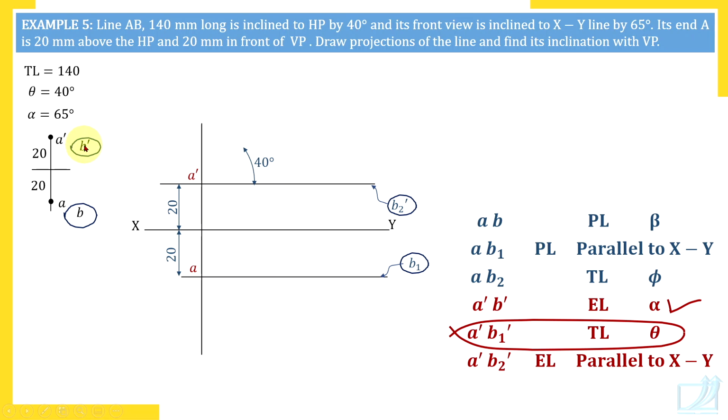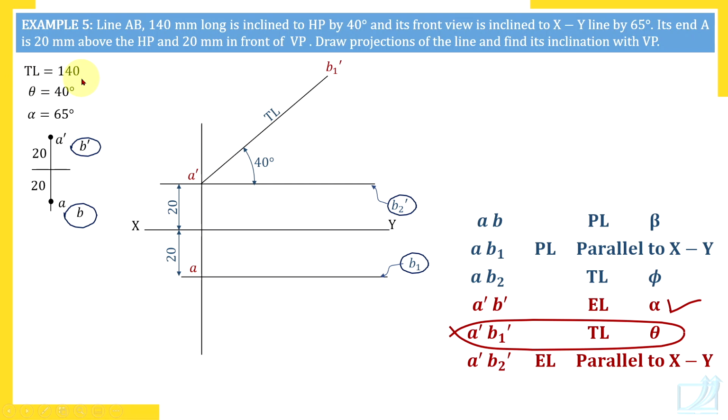Now, if front view is above and top view below, you should measure front view angles upwards and top view angles downwards. So, phi and beta, these are top view angles to be measured downwards. Alpha and theta are front view angles to be measured upwards. Right now, I am drawing A dash B1 dash. So, A dash is here. At A dash, you measure that angle 40 degrees and draw A dash B1 dash.